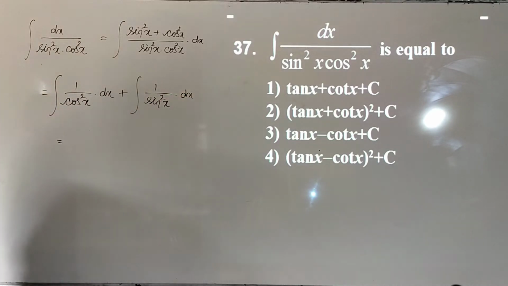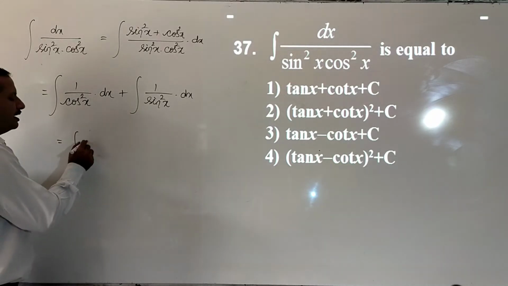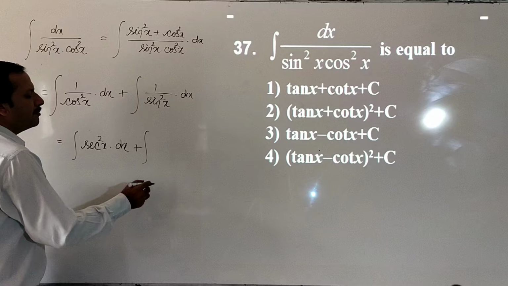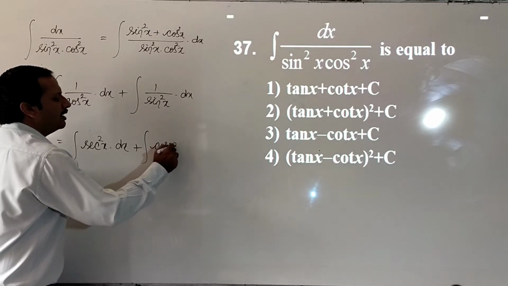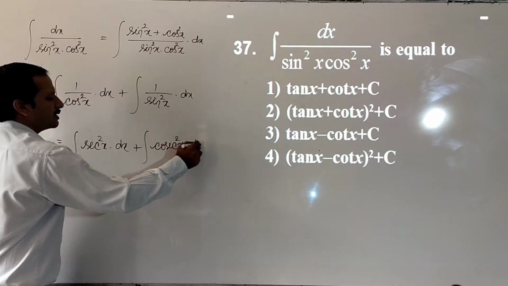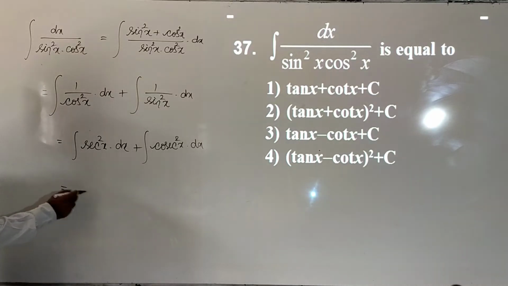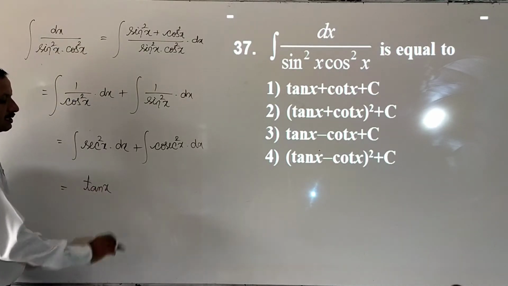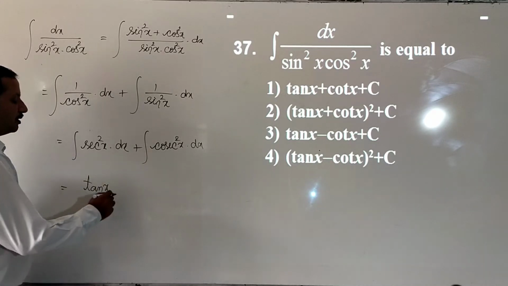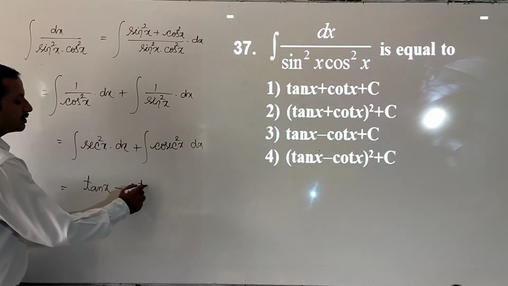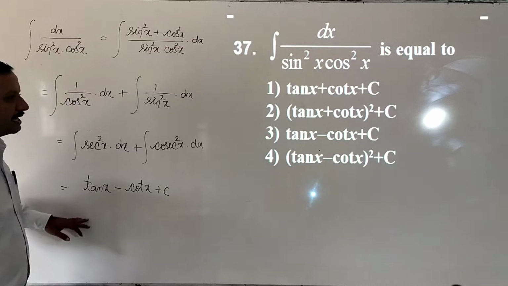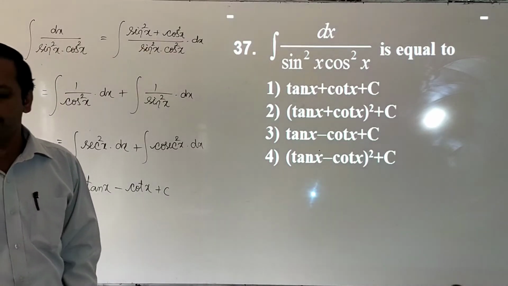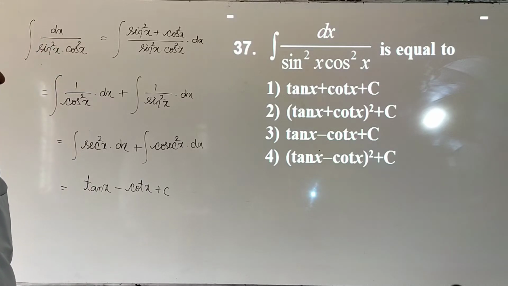Take this cos square x to the numerator. As it goes to the numerator, it will become secant square x. Similarly, 1 by sin square x is nothing but cosecant square x into dx. What is the integral of secant square x? Which is tan x. The integral of cosecant square x is minus cot x plus c. Tan x minus cot x plus c, which is the third option. Okay, let's move to the next question.